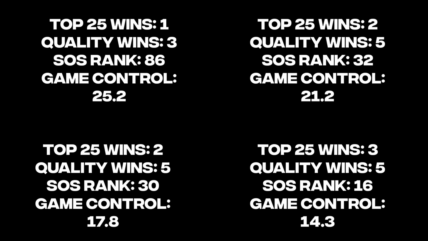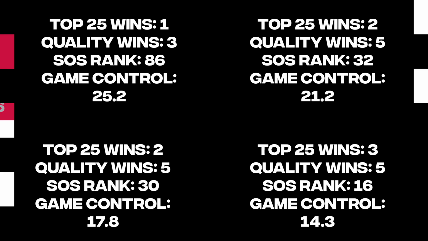And we also have another squad, 2 top 25 wins, 5 quality wins, game control very solid at 21.2, strength of schedule at 32. And we also have number 4, 3 top 25 wins, 5 quality wins, 16th in strength of schedule, and 14.3 in game control. So now that we have outlined these blind resumes, let's take a look and see who those teams are.